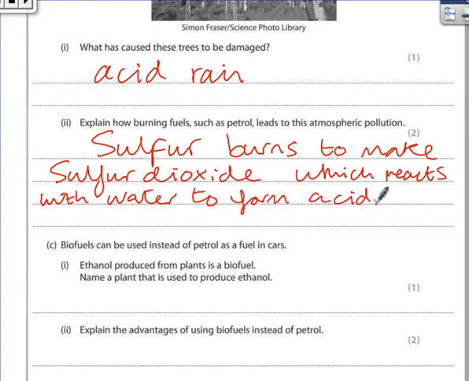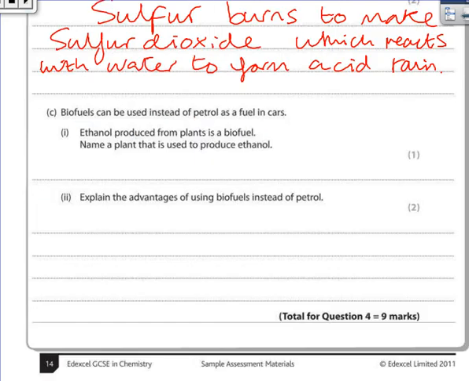So it's going to be sulfuric acid, because it's sulfur dioxide. Acid rain is great. Okay, so burning fuels, it's the sulfur in the petrol which leads to this atmospheric pollution. Biofuels can be used instead of petrol. Ethanol, produced from plants as a biofuel. Name a plant that is used to produce ethanol. Remember, sugar has a lot of energy, so sugar cane or sugar beet.